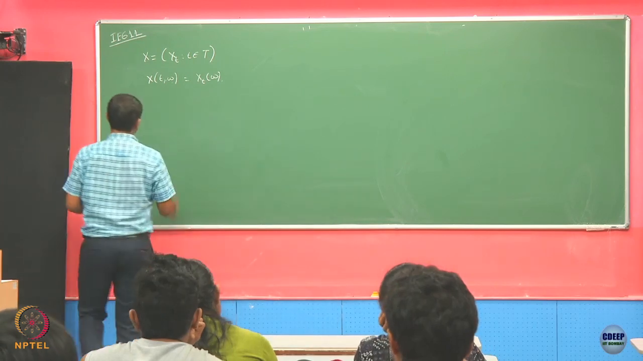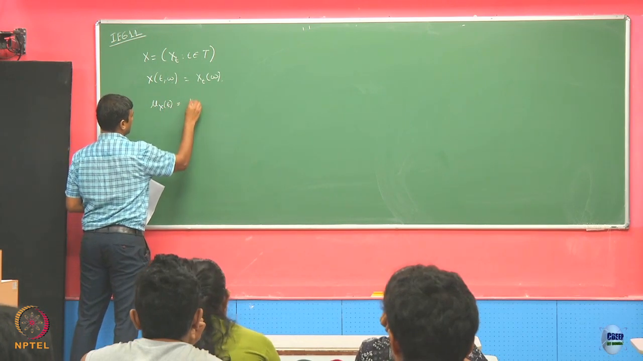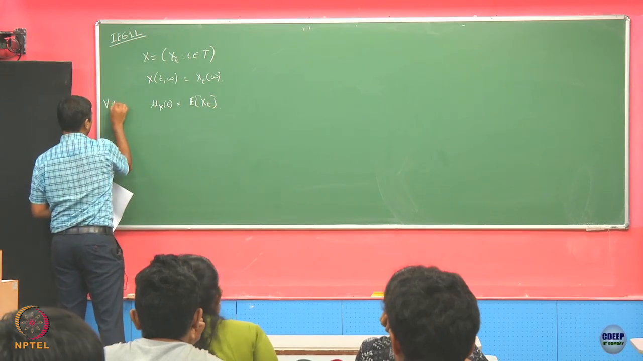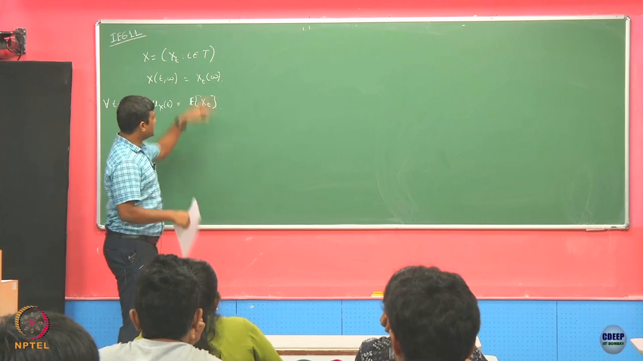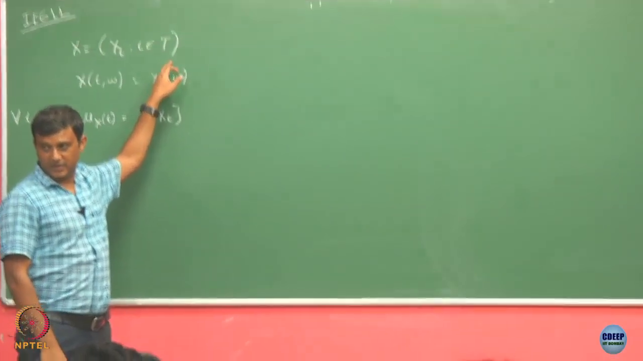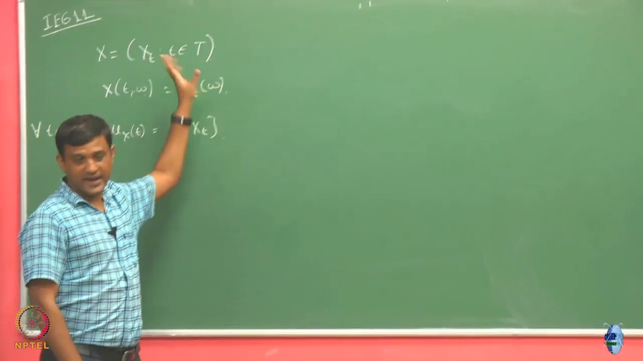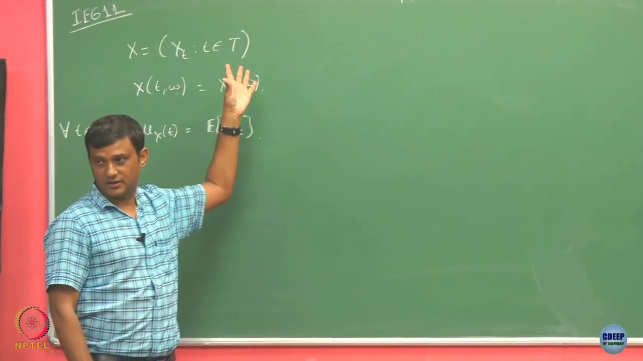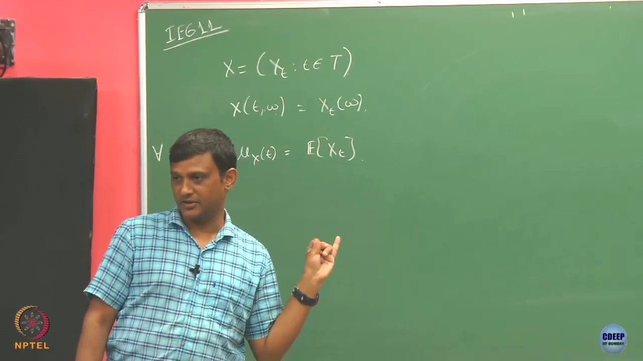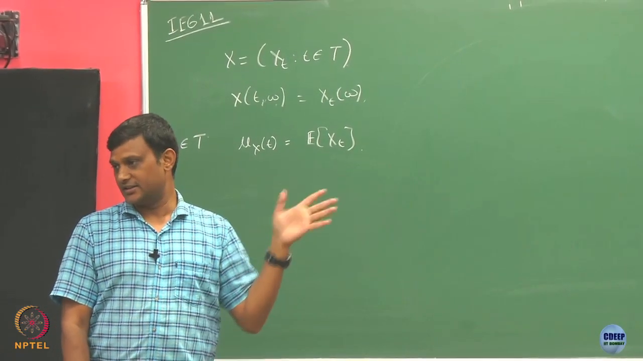For the random process, we also defined mu x of t, and this is for all t. Recall that this t could be just integers, in which case it is infinite but still countable. Or it could be an interval itself, in which case it is uncountable. We distinguished these two cases, discrete random process and continuous random process, based on whether the number of indices in T is countable or uncountable.